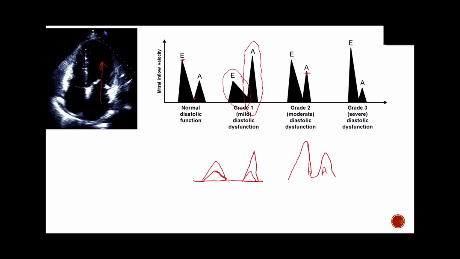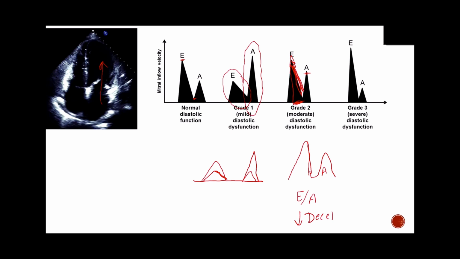So what do we see here? We see an E that's usually greater than an A, and we see a decreased deceleration time, which we'll talk about a little bit, and that's this time here. That's the amount of time that it takes to go from peak back down to normal, okay? And that's your deceleration time. So because the chamber is very stiff, once you hit equalization, it just stops flow.